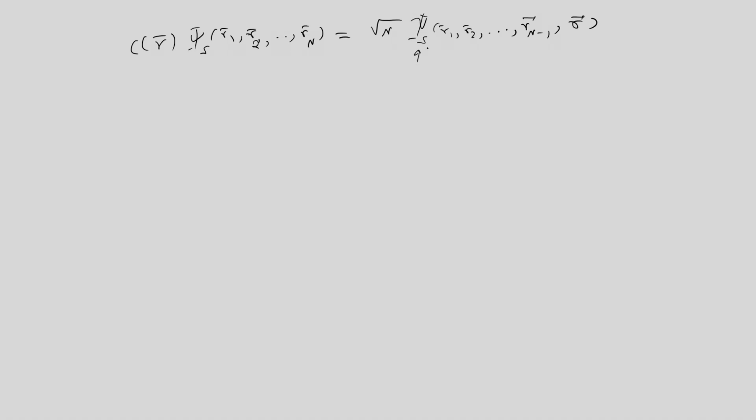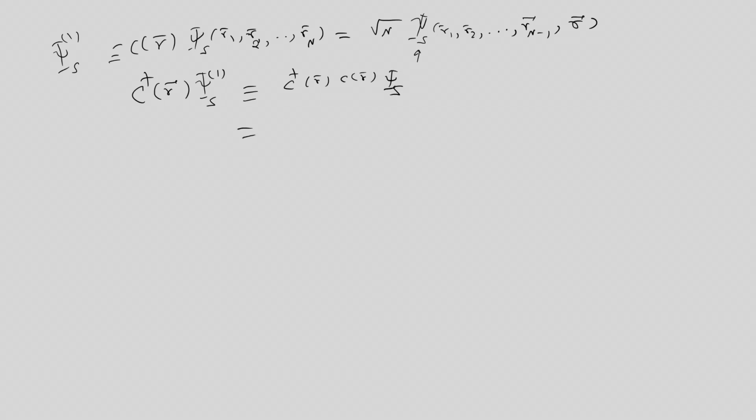So this is properly symmetrized. Now I'm going to create a particle on this new state. Let me call this psi 1 s. So I'm going to create a new particle on this. This would be nothing but C dagger R C R acting on psi s.